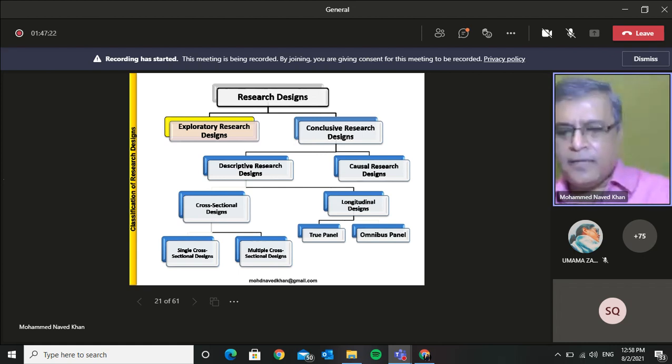So let me repeat that we have discussed various types of research designs. We discussed exploratory, we discussed conclusive. In conclusive, we discussed descriptive and causal. And in causal, what we are doing is we are going in for experimentation. We are trying to study the cause and effect relationships, and the effect is in terms of the dependent variable we try to measure, and the cause is in terms of the independent variable.